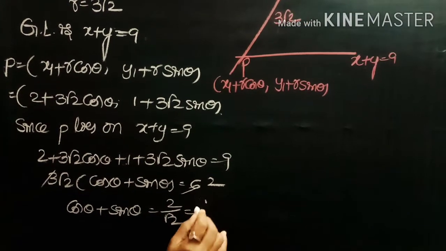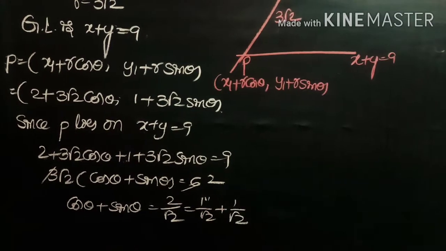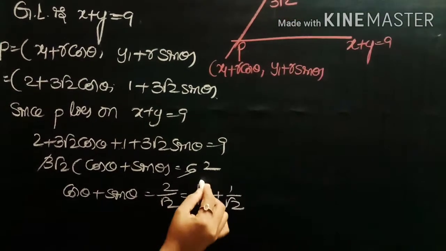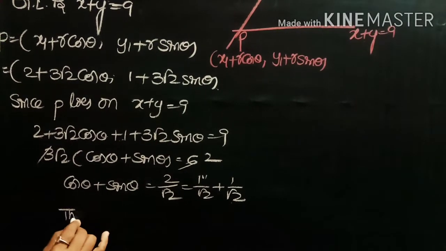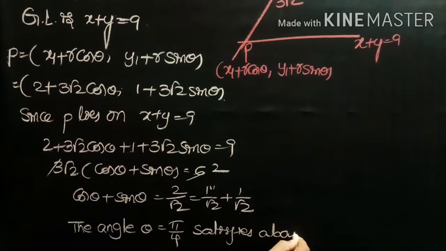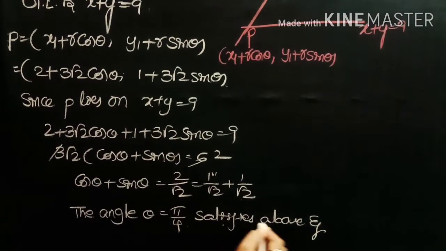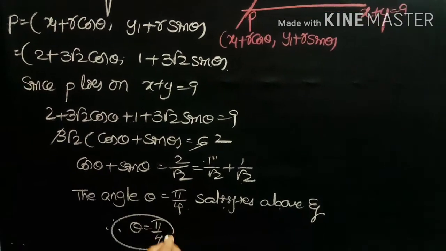2 by root 2 means this is 1 by root 2 plus 1 by root 2. Therefore, cos theta plus sin theta is equal to 1 by root 2 plus 1 by root 2. Now, the angle theta is equal to pi by 4 satisfies this equation. Therefore, the value of theta is equal to pi by 4. That's all.